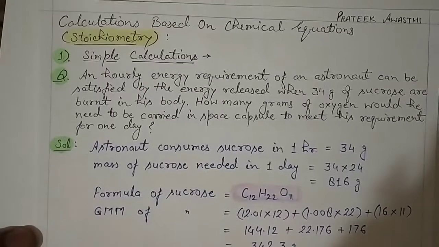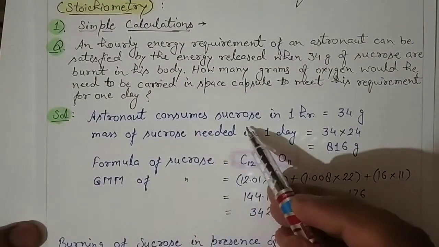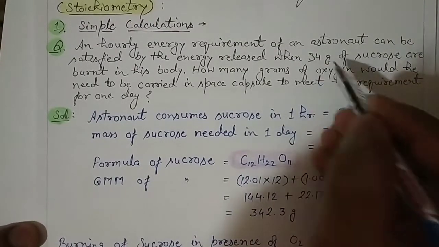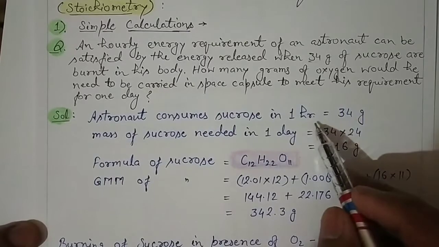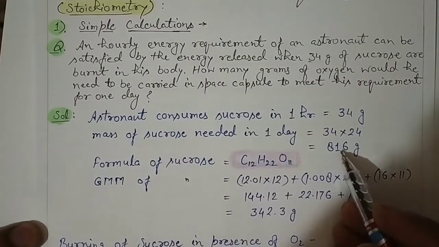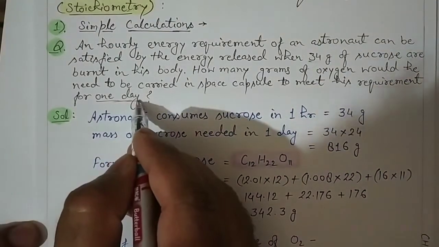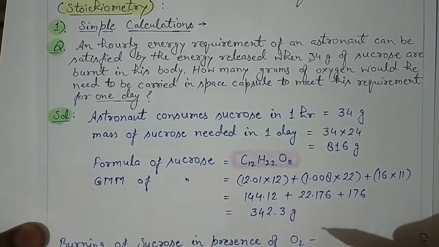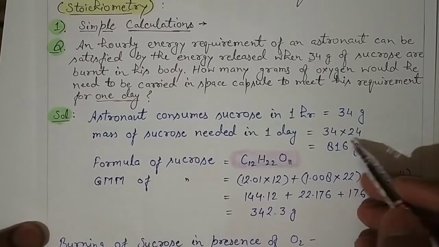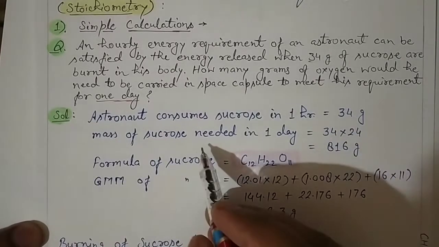First of all, what we have been given in this question is that the astronaut consumes 34 grams of sucrose in 1 hour. Now if in 1 hour he requires 34 grams, how much sucrose would be needed in 1 day? Because finally we have to calculate how much oxygen is required in 1 day. In 1 day there are 24 hours, so 34 into 24 gives 816 grams of sucrose needed.